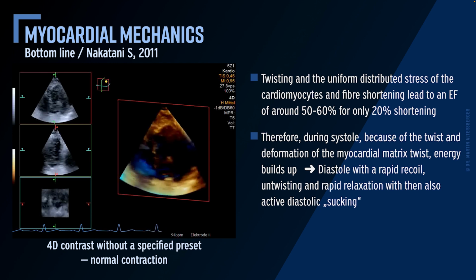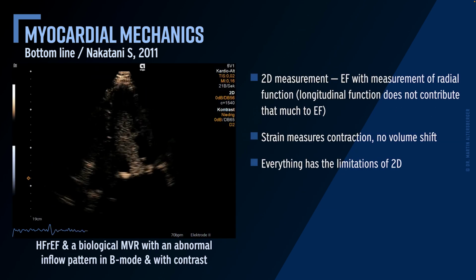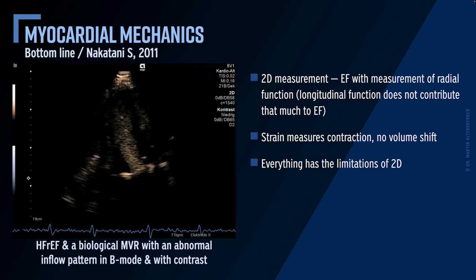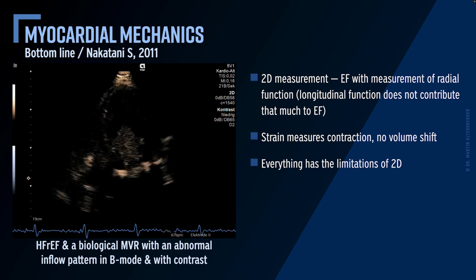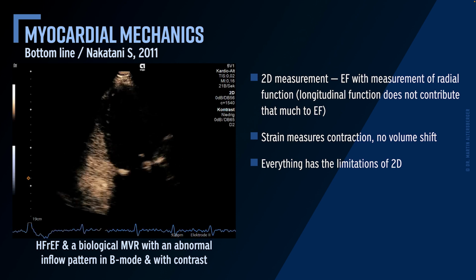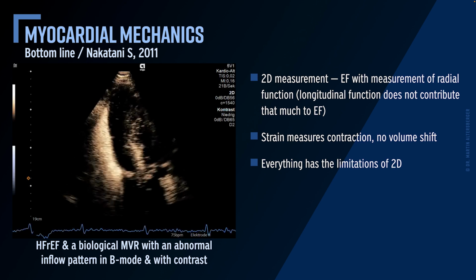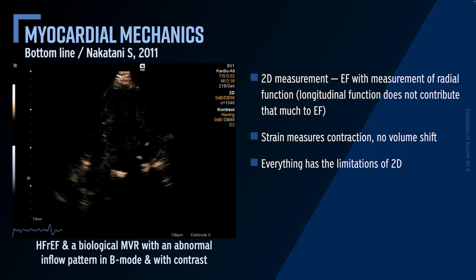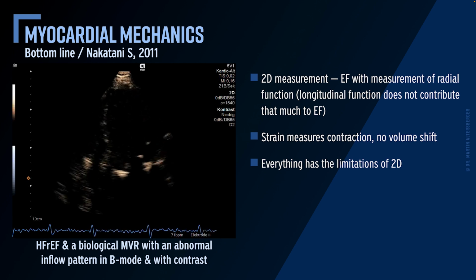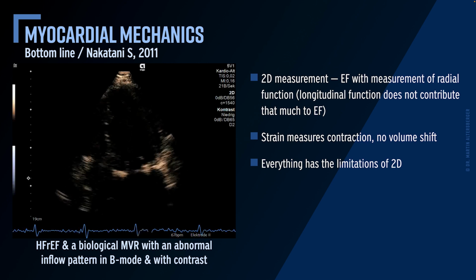Therefore, during systole, because of the twist and the deformation of this myocardial matrix, the energy is built up. And in diastole, we have this rapid recoil, the untwisting, the rapid relaxation with this also active diastolic sucking of the E-wave into the left ventricle. And of course, the ejection fraction is a 2D measurement. Ejection fraction is a measurement of radial function mostly, so longitudinal function does not contribute that much to ejection fraction. Strain measures contraction, but no volume shift on the other hand. And of course, everything has the same limitations because it is a 2D measurement.